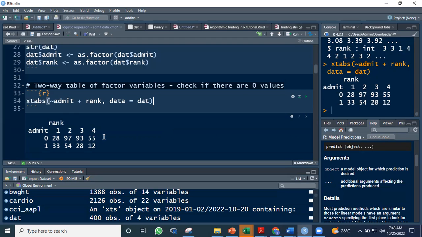Okay, so these were the ones who were not admitted: 28, 97, 93, and 55. For rank 1 schools, 28 were not admitted. And then, how many were admitted? For rank 1, 33. For rank 2, 54. For rank 3, 28. And for rank 4, 12. So this is a two-way table. We can see the distribution of those who were admitted and not admitted based on the rank or the level of the school.